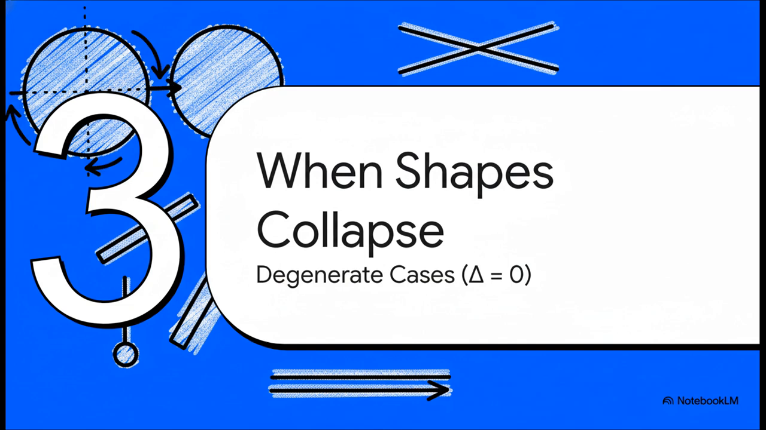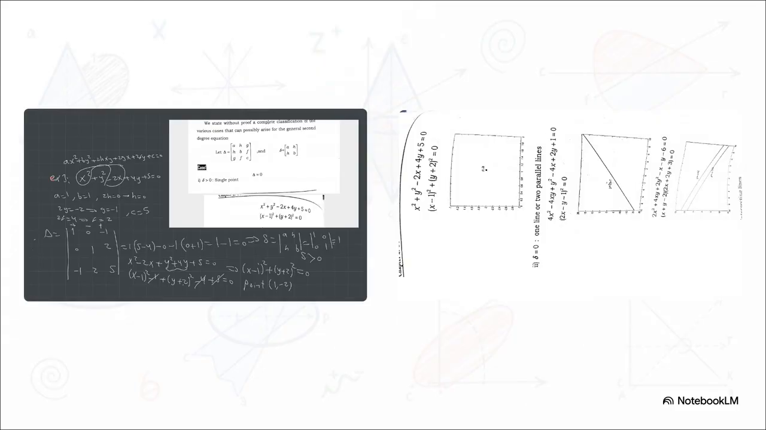When delta equals 0, we enter the world of what are called degenerate cases. This is the part where all those grand, elegant curves kind of collapse into something way, way simpler. So check this out. You see this equation, you see the x squared and y squared, and your brain just screams circle, right? But if you do the math and calculate its delta, you get 0. And when you graph it, it's just a single point. The whole complicated equation just collapses into one tiny spot.